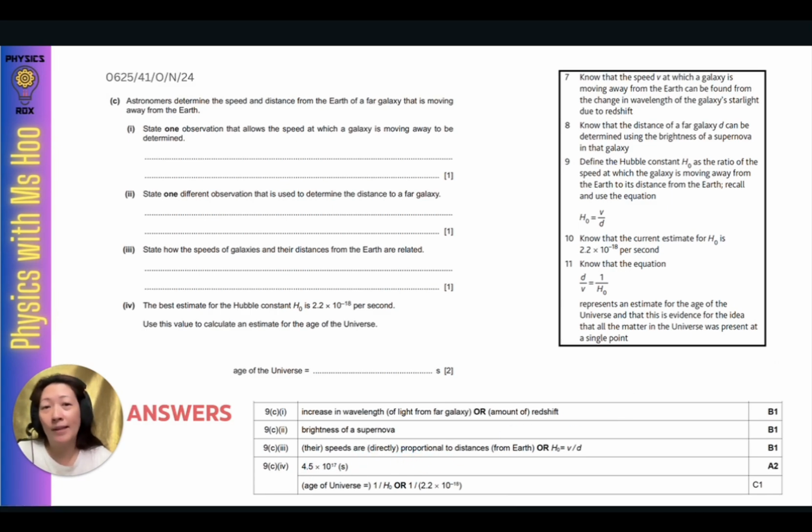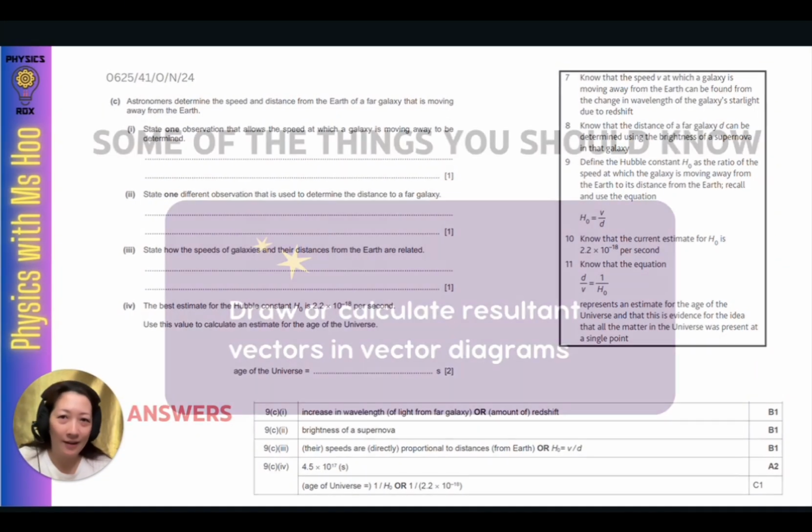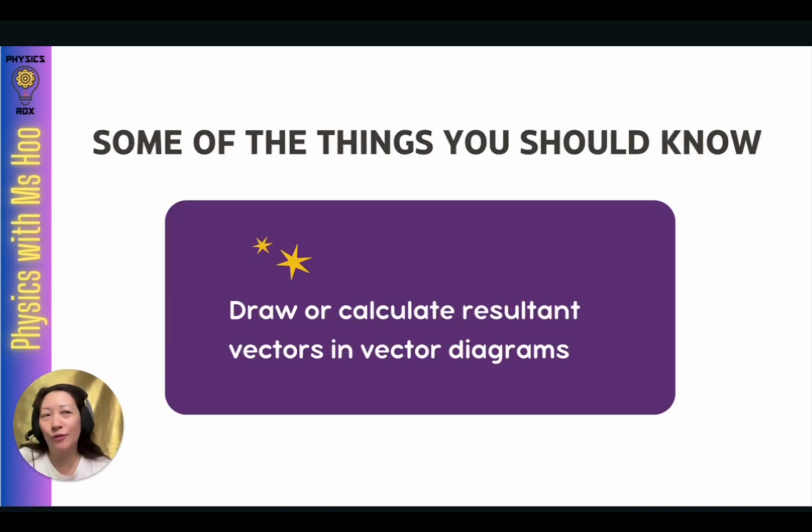So if you know what's in the syllabus guide, that's really going to help you answer a lot of the questions in your exam paper. Now, let's go through some skills which you should know when preparing for your exam papers. For one, you need to be able to draw or calculate resultant vectors in vector diagrams.